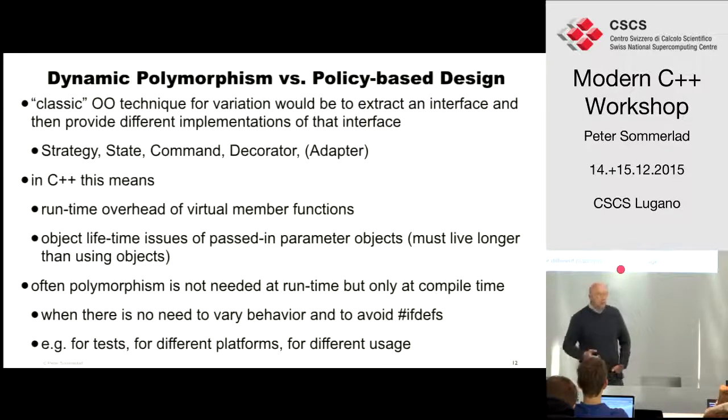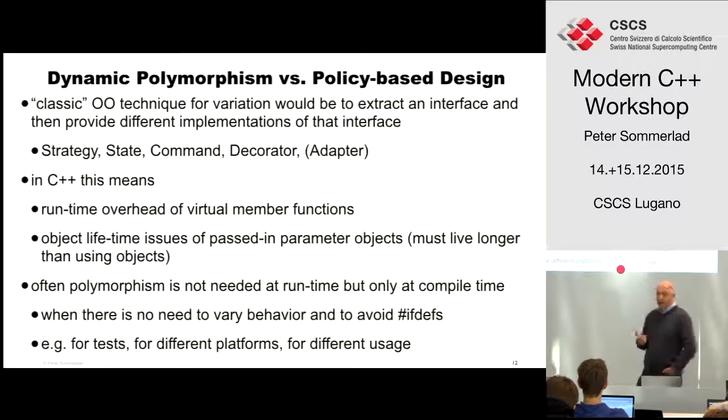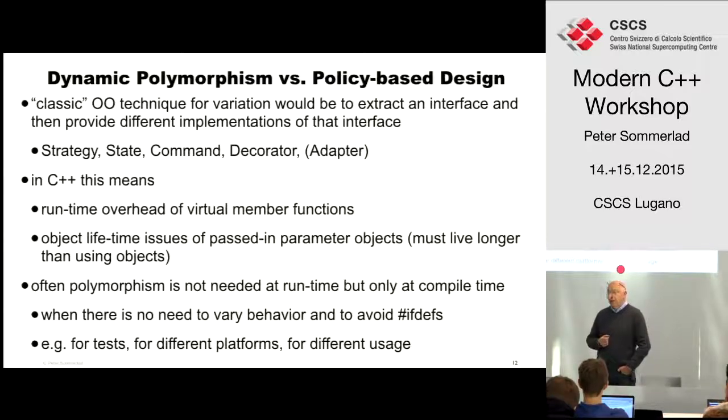Why do you want to exchange stuff at compile or at runtime? You might want to have tests where you have a different version of the code to behave differently. You might have different platforms for different optimization strategies. You might even have a different problem size or problem category for the overall same algorithm. Some details are actually different.